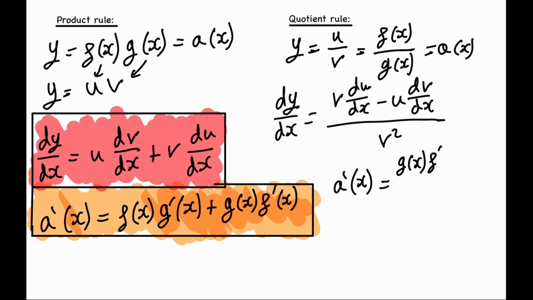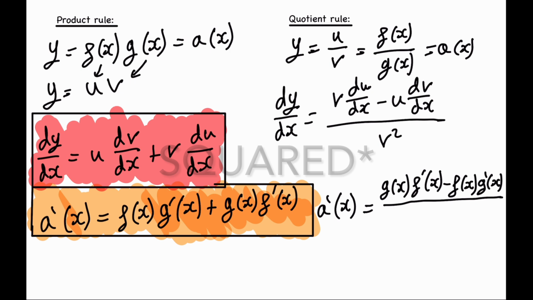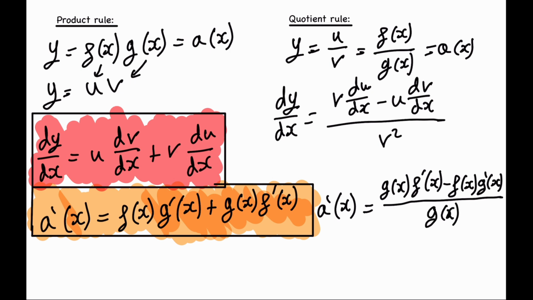Written another way, a dash of x is equal to v, which is g of x, times the differentiation of f of x, minus f of x times the differentiation of g of x, all over g of x squared. This is only when you have f of x at the top and g of x at the bottom. You can write the equation like this or like this, whichever one helps you understand it better. And these are the two equations.